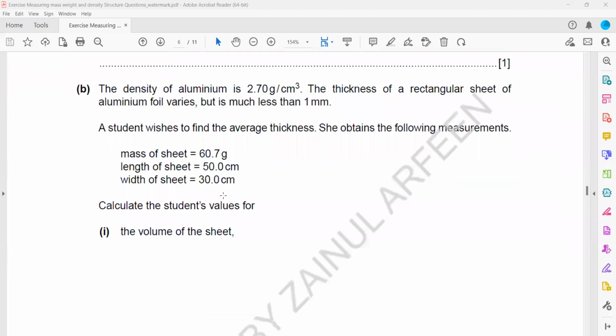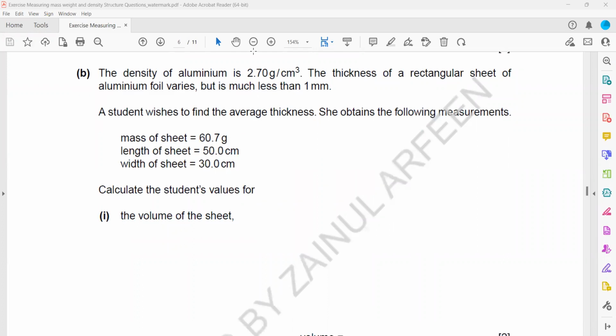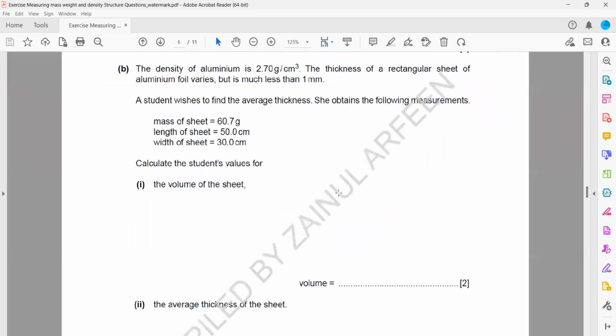The density of aluminium is 2.7. The thickness of a rectangular sheet is less than 1 millimeter. The student wishes to find the average thickness you obtain by measurement. So first thing, we need the volume. Look, here the density is given in gram per centimeter cube. So we need the length in centimeter and mass in gram.